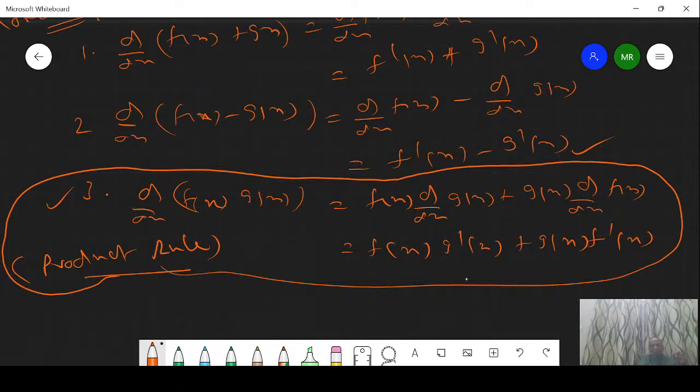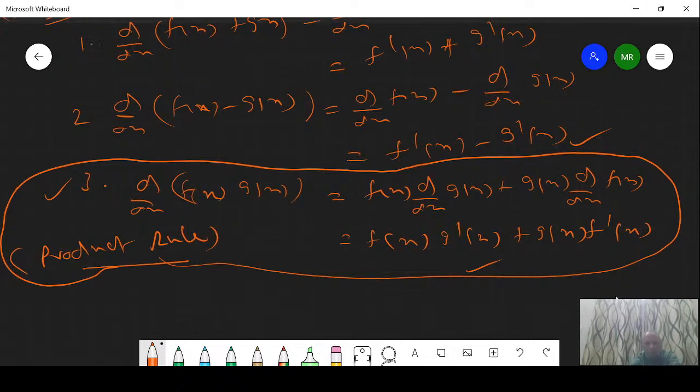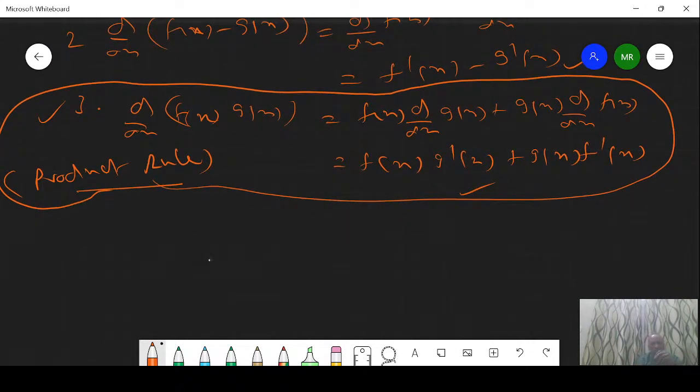Product rule. Remember this. Here also I can give examples, one after another. The product rule, because of the terms you know, we can do that. Just remember this is the product rule.